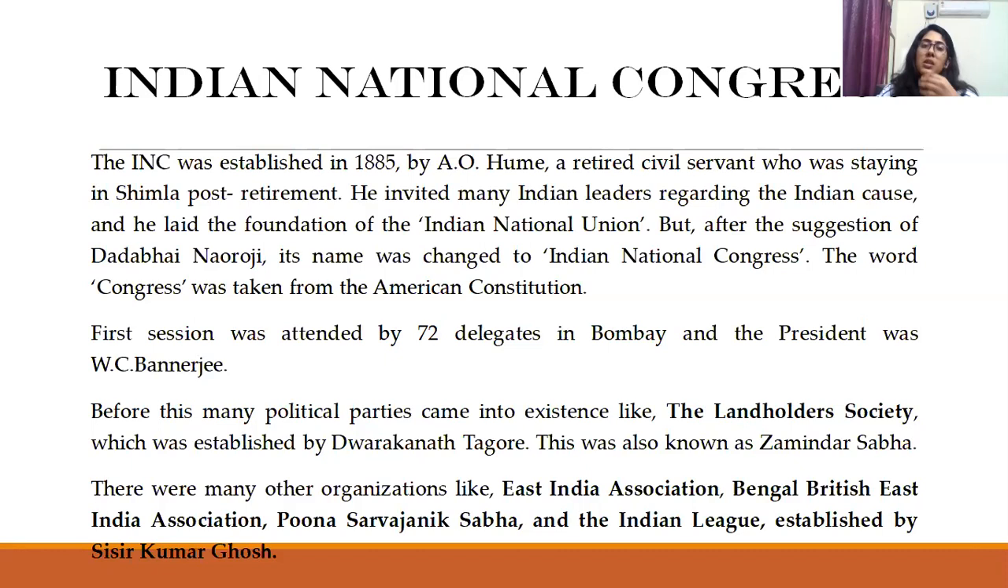The word Congress was taken from the American Constitution, as we all know. The first session was attended by 72 delegates in Bombay, and the president was W.C. Banerjee. So the first president of the Indian National Congress was W.C. Banerjee.